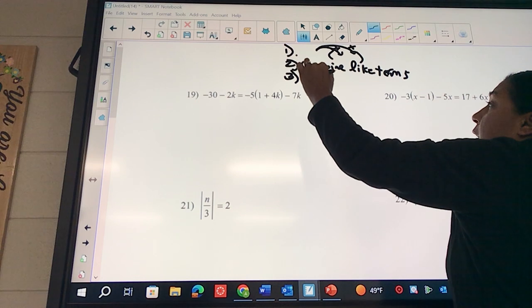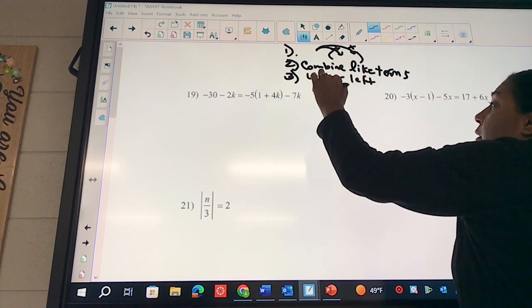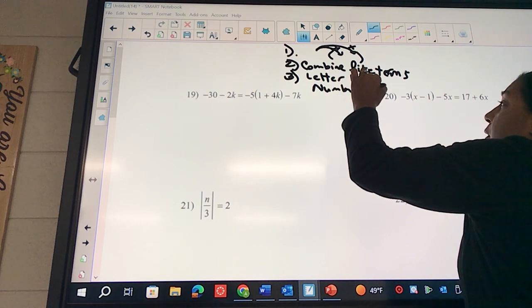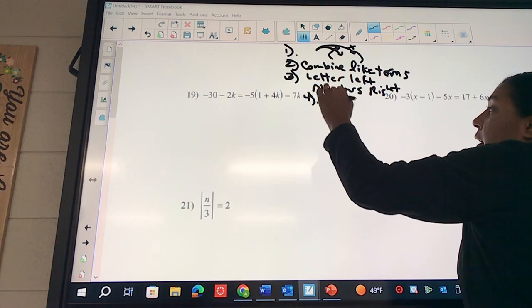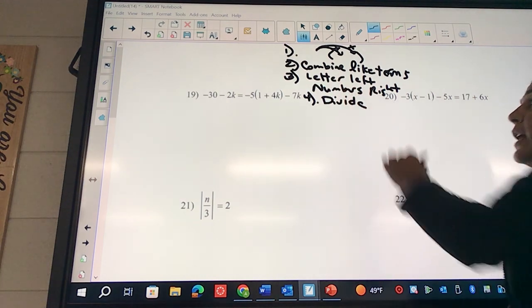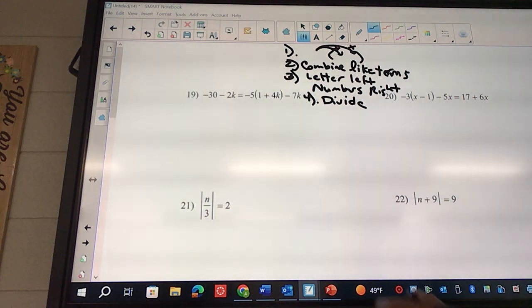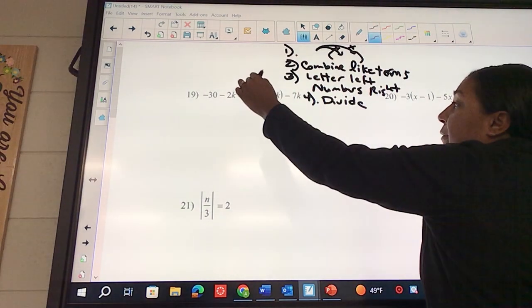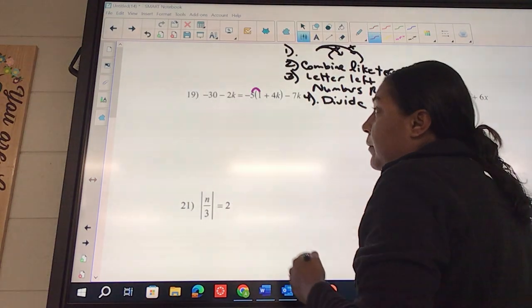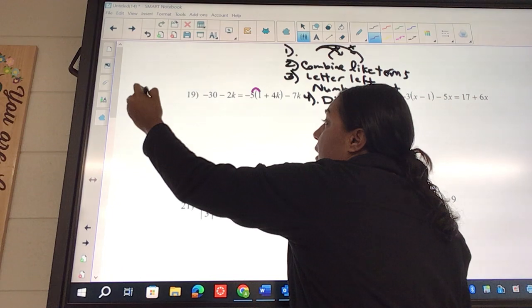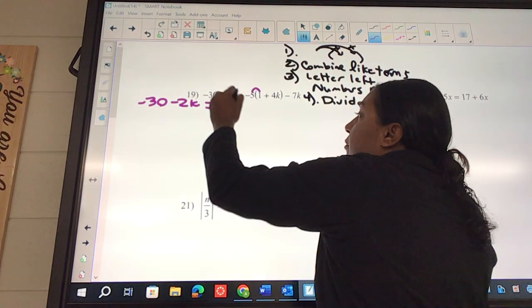We're going to go letters left, numbers to the right, and our last step is always to do what? Divide. Okay, so it added one tiny extra step. Our first step is going to be to do these parentheses. So negative 5 times 1, what is that? Negative 5. Okay, so this side nothing's changing. So I'm going to say negative 30 minus 2k equals negative 5.